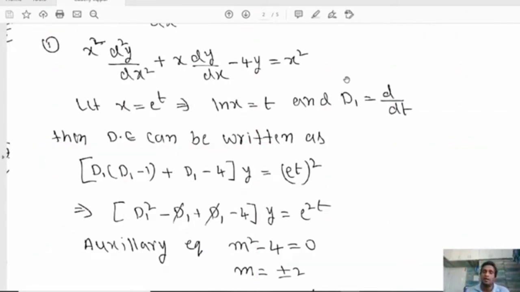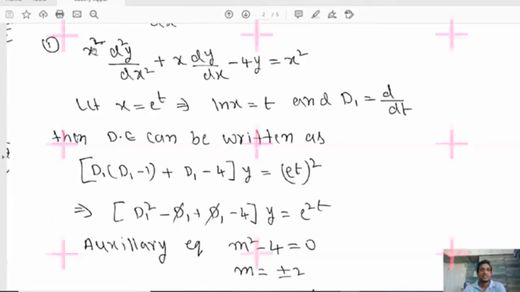Remember, in the Cauchy-Euler equation, one important thing is we change the independent variable x to t. But in the final answer, again we have to change t to x and write the solution in terms of x only. So the first one: x square d square y by dx square plus x dy by dx minus 4y is equal to x square. Easily we can confirm that it is a Cauchy-Euler equation.